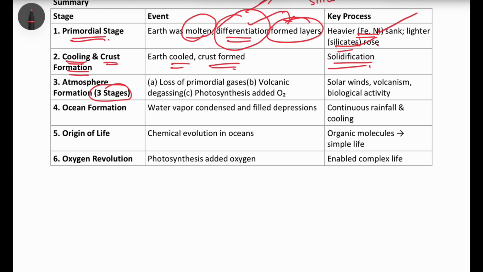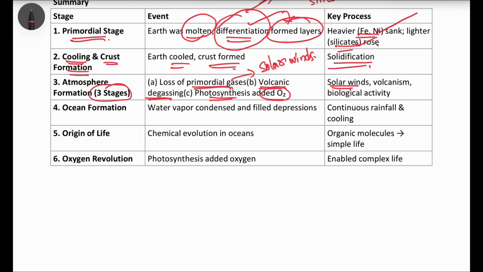The atmosphere has formed in 3 stages: the loss of primordial gases because of the solar winds, then because of the volcanoes there was a release of gases to the atmosphere, and photosynthesis added oxygen to the atmosphere. So that's how the atmosphere has been formed.